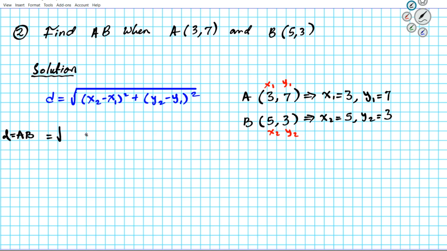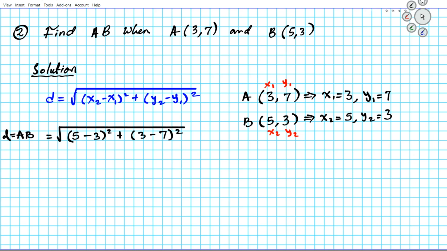We have x2. x2 is 5. 5 minus x1, 3, square that, plus y2 minus y1. y2 is 3 minus y1, which is 7. Square that. All right, we're going to work our way from the radicand component all the way out.